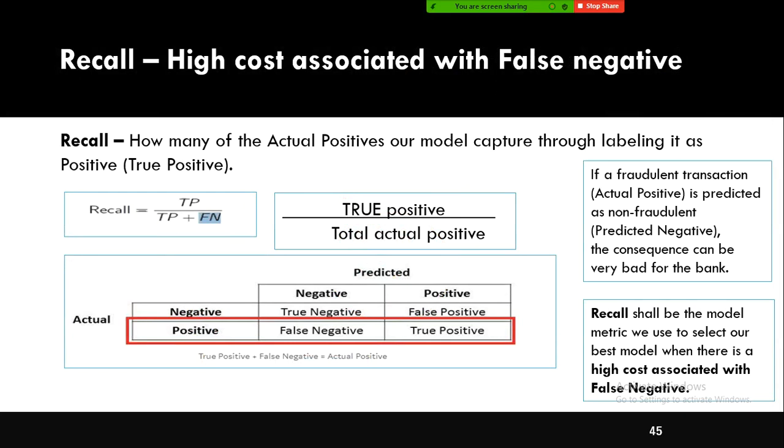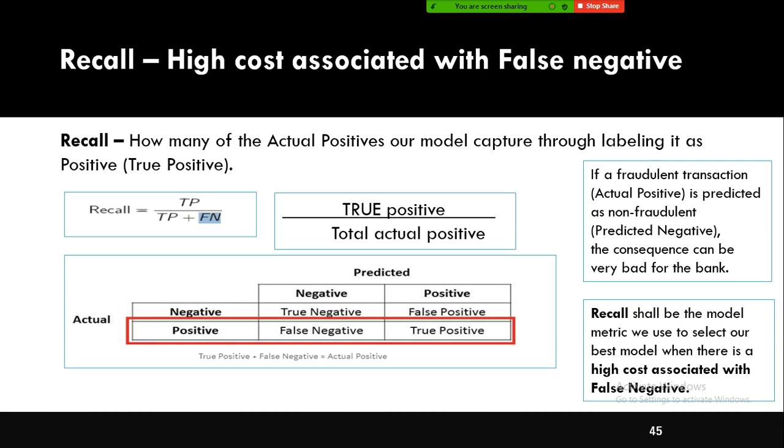If your false negative value is very high, then you are supposed to use recall. That kind of situation we can use it. Take this fraudulent transaction example. My target column, the dependent variable, has positive and negative. So positive is a fraudulent transaction happened, true. Negative is nothing but zero. No fraudulent transaction happened.